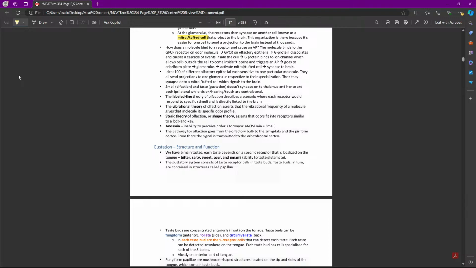Anosmia is the inability to perceive odor. Anyway, the pathway for olfaction goes from the olfactory bulb to the amygdala and the piriform cortex. Then the signal is transmitted to the orbitofrontal cortex.